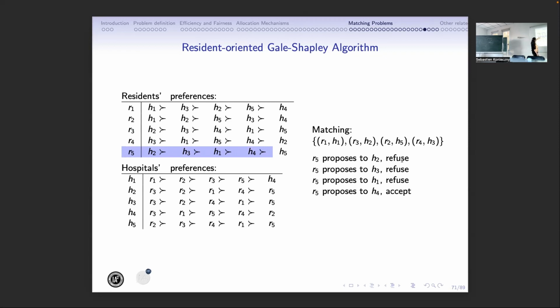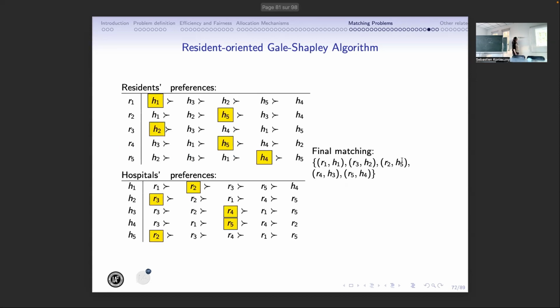R5 proposes to H2. H2 is matched with R3. He prefers R3 to R5, so he refused. R5 then proposed to H3. H3 is matched with R4, which is preferred to R5, so H3 refused. R5 then proposed to H1, H1 refused, and R5 proposed to H4, which is not matched, and H4 accepts.